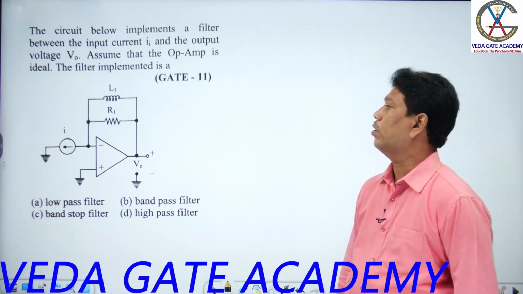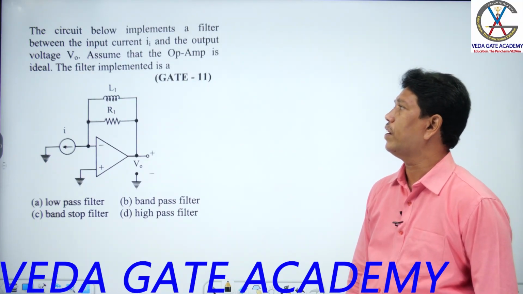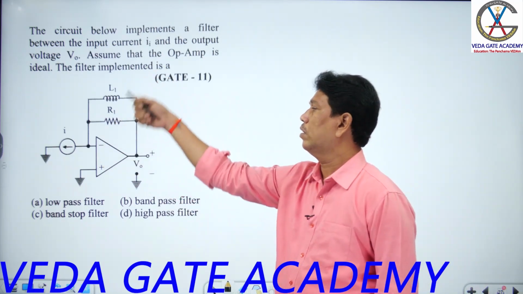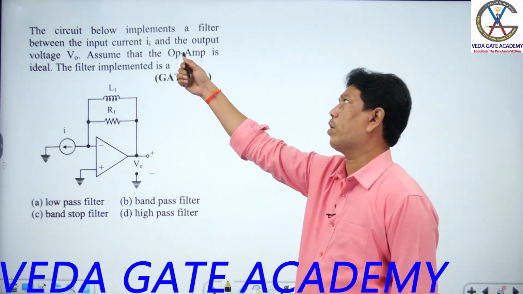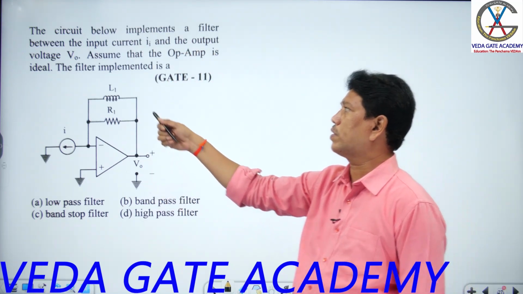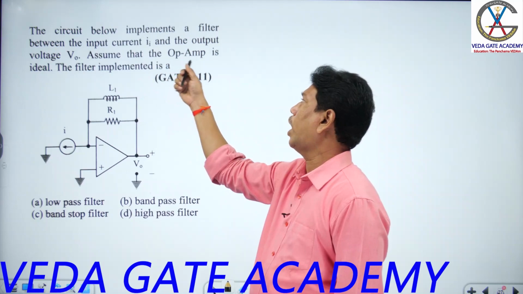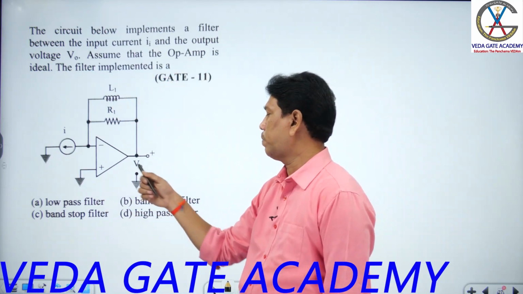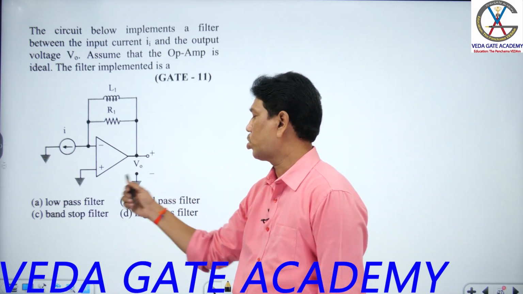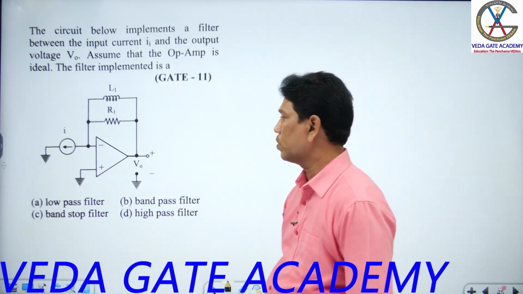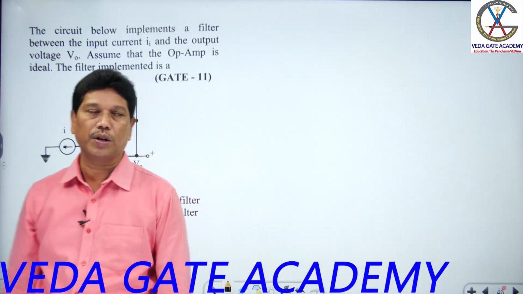The circuit below implements a filter between input current I1, or simply what you can call I, and the output voltage V0. Assume the op amp is ideal. The filter implemented is a low pass filter, band pass filter, band stop filter, or high pass filter. So what type of filter is being asked, students? Check the circuit diagram, what it is.